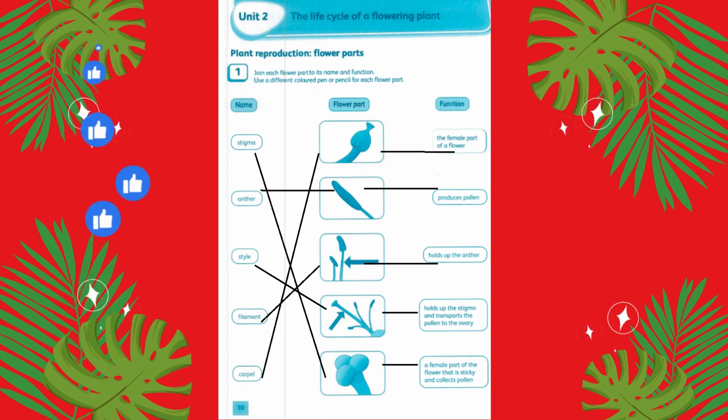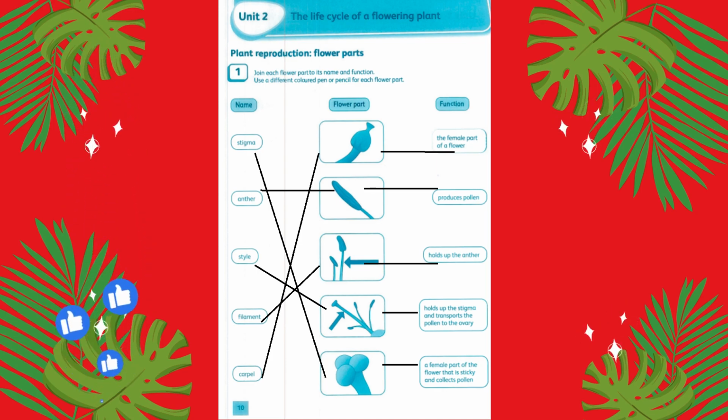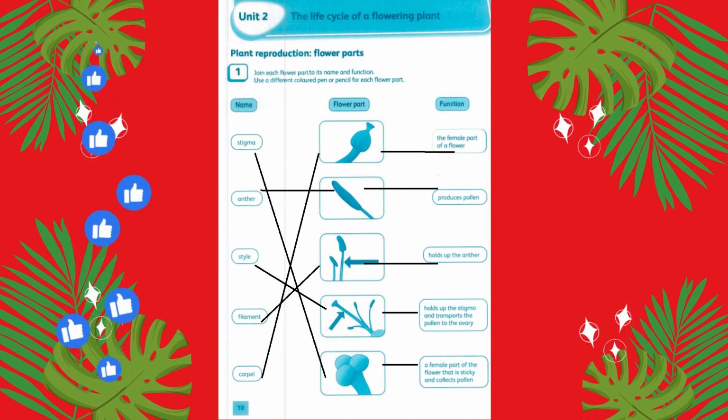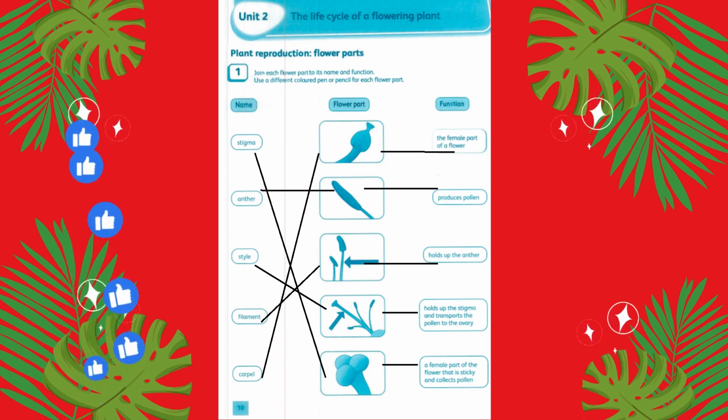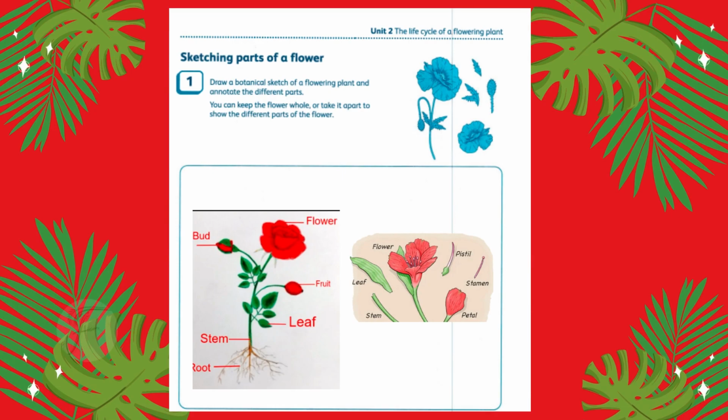Functions are written, these are the functions for these parts. This is correct, but you have to join each flower part with its name. I have done it for you, just check it. Now, sketching parts of a flower. So, I have done the parts as well as the flower.